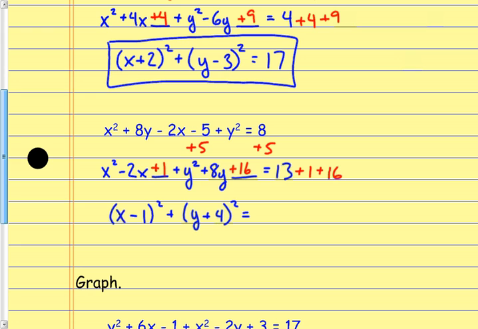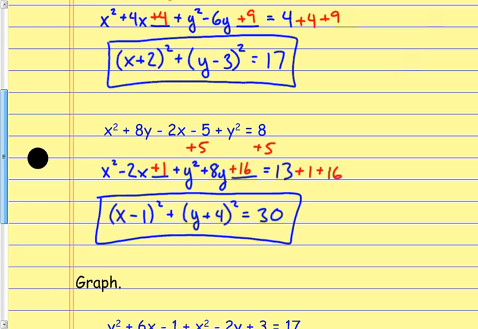And now this thing is in standard form. I can see the center at 1, negative 4. The radius, once again, I would take the square root of that 30. So it would be a decimal approximation. Okay? But now it's in standard form. So let's pull all this together. Let's put this thing in standard form, and then we're going to graph it.